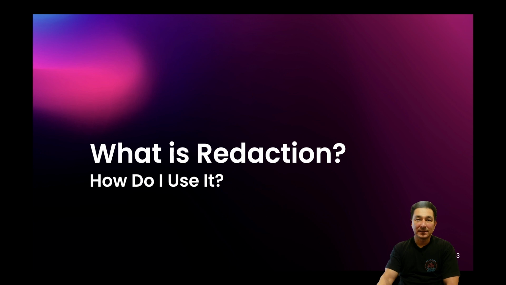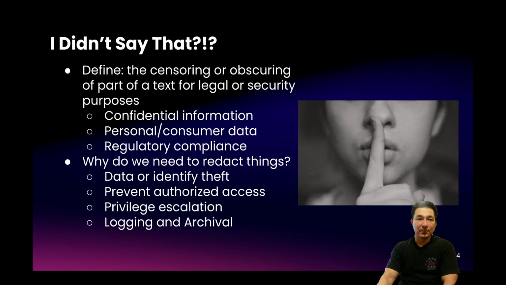So let's talk about redaction. What is redaction? And more importantly, why do we care about it? Before we start discussing how to apply redaction to our applications and products, we need to define what redaction is. And according to Wikipedia, redaction is the censoring or obscuring part of a record for legal or security purposes. This could cover confidential information in the form of proprietary trade secrets. It could be personal or consumer data like a credit card number.